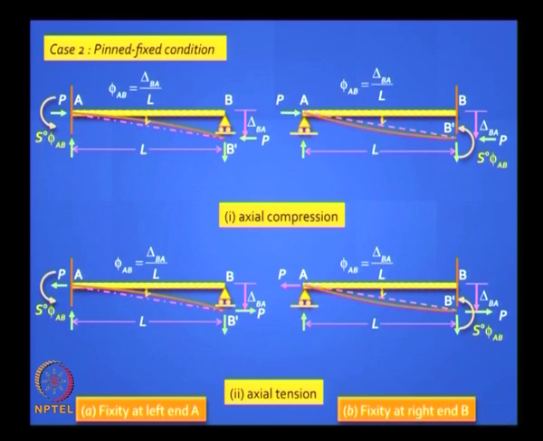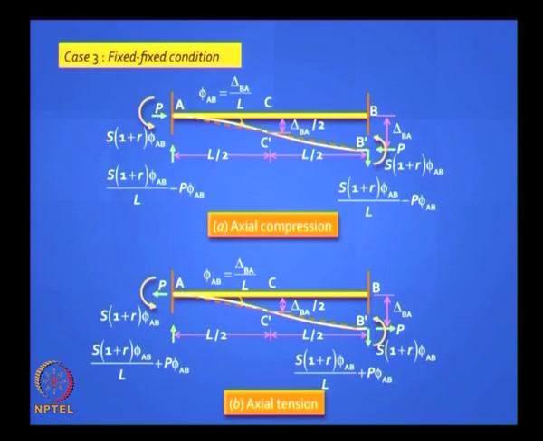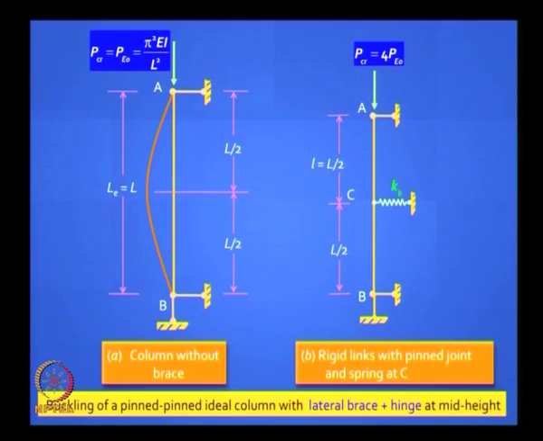Just remember, wherever you had 3 EI by L, you now start using S naught, and wherever you had 4 EI by L, you have S, and the carryover will be RS. So you have S into 1 plus R. Instead of 6 EI by L squared, you will write S into 1 plus R. That's all you need to remember, and the fundamentals are still the same. You can work out everything. So instead of 12 EI by L cubed, you will write S into 1 plus R divided by L into phi. But you also have plus or minus P phi AB in the deformed configuration.